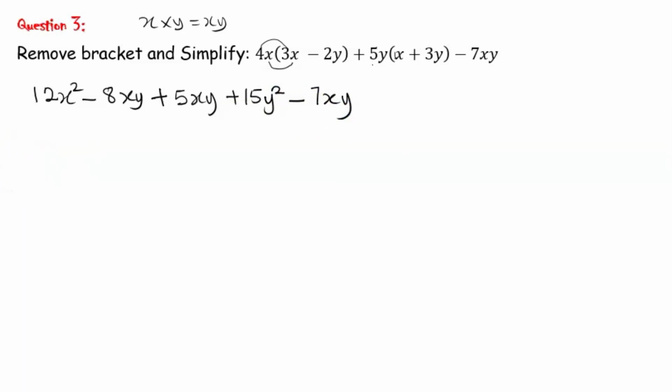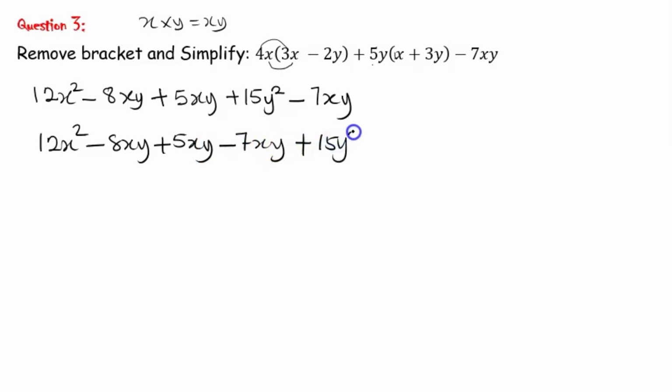All right, so let's collect like terms. Any letters that you see that are the same, identical, you bring them together. So I have 12x squared. I can see minus 8xy. I can also see plus 5xy. I can see minus 7xy. Then plus 15y squared. So when we do this very quickly, we have 12x squared.